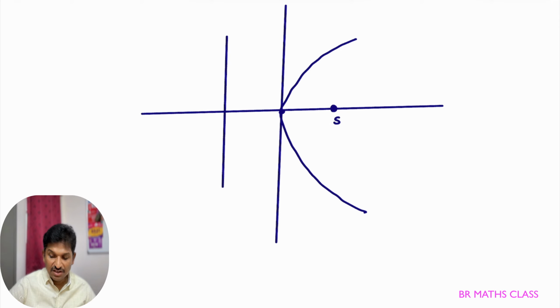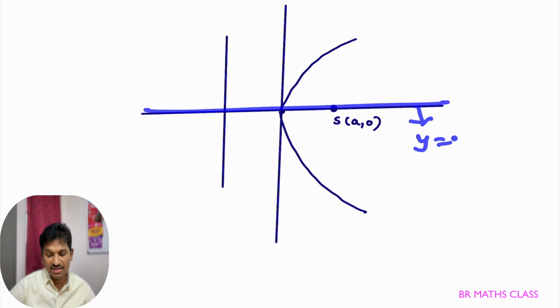This fixed point S is the focus. The focus is (a, 0). This length is a. What is the vertex? The vertex is (0, 0). What is the axis? The axis is the x-axis. What is the equation of the axis? The equation of the x-axis is y equal to 0. So the equation of axis is y equal to 0.